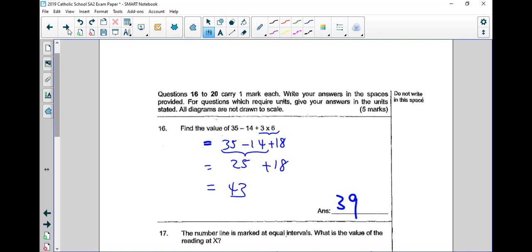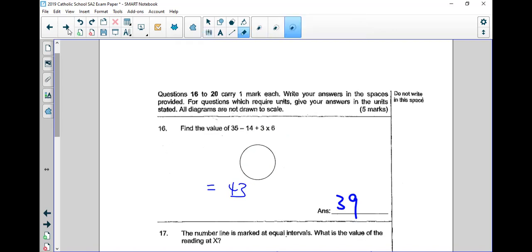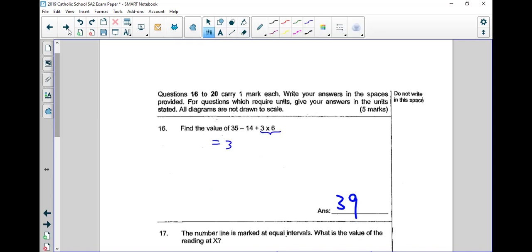Did anybody get 43? Nobody? Or did I have a mistake? Okay, let's try again. Maybe Mr. has a mistake. Let me just erase everything. Okay, you do the times first, right? So 35 minus 14 plus 18, right? Agree? And then you have minus and plus. Which one do you do first?